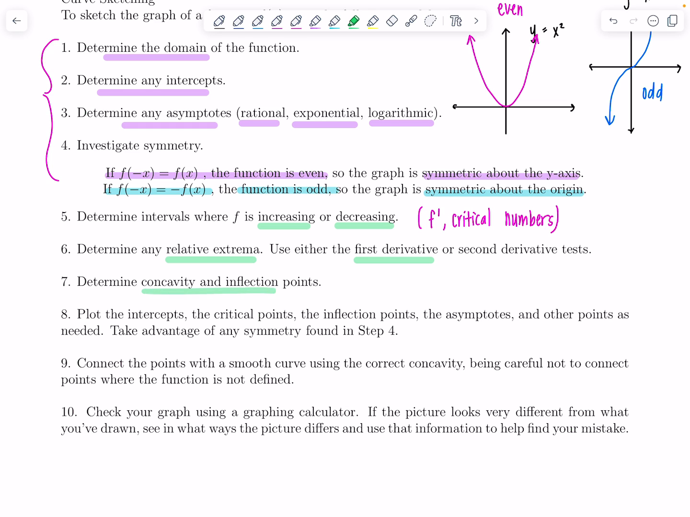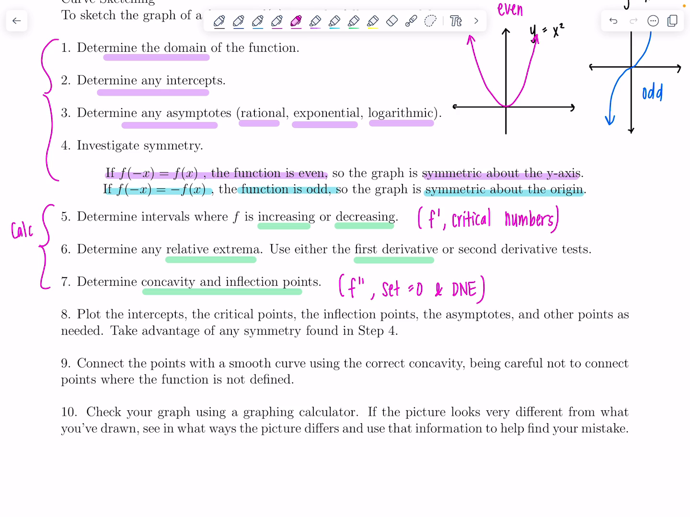Then you're going to have to determine the concavity and inflection points. So again, remember, in order to do that, we need to find f double prime, set it equal to 0, and then find where it doesn't exist. And then we can determine the concavity and inflection points. So this is all the new stuff from calc.